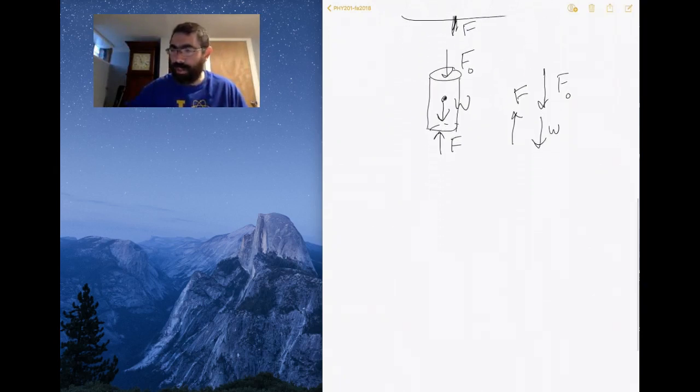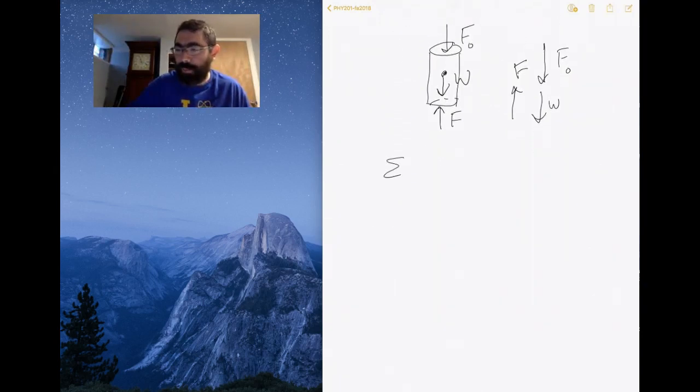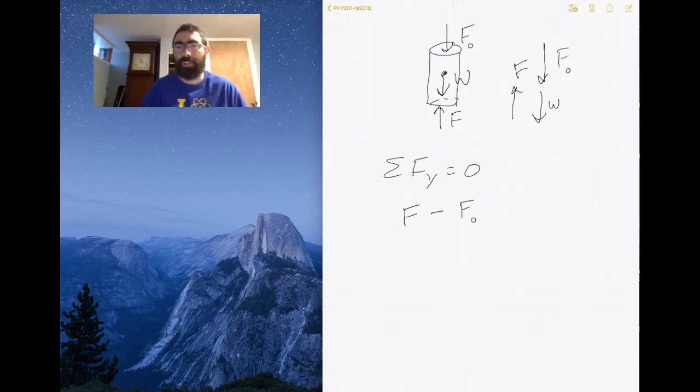So if we apply Newton's laws in the y direction, then the sum of the forces in the y direction is going to be equal to 0. The forces that we have are the force pushing on the bottom, basically the pressure on the bottom of the volume, minus the force from the pressure pushing down on the volume, minus the weight of the fluid pulling it downward. So the weight is just the mass times little g, like so.